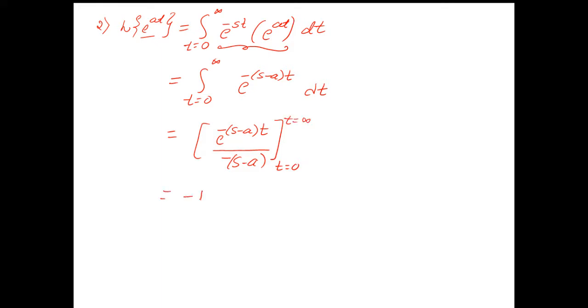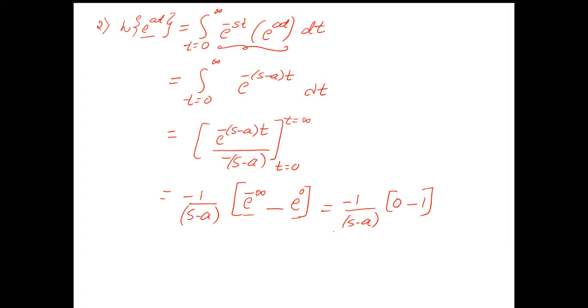Now minus 1 by s minus a is taken out. Apply the upper limit, t equals infinity, so you will get e power minus infinity, minus, at the lower limit t equals 0, e power 0. We know that e power minus infinity is 0 and e power 0 is equal to 1. So your final answer is minus of minus, that is plus 1 divided by s minus a, is the Laplace transform of e power at.